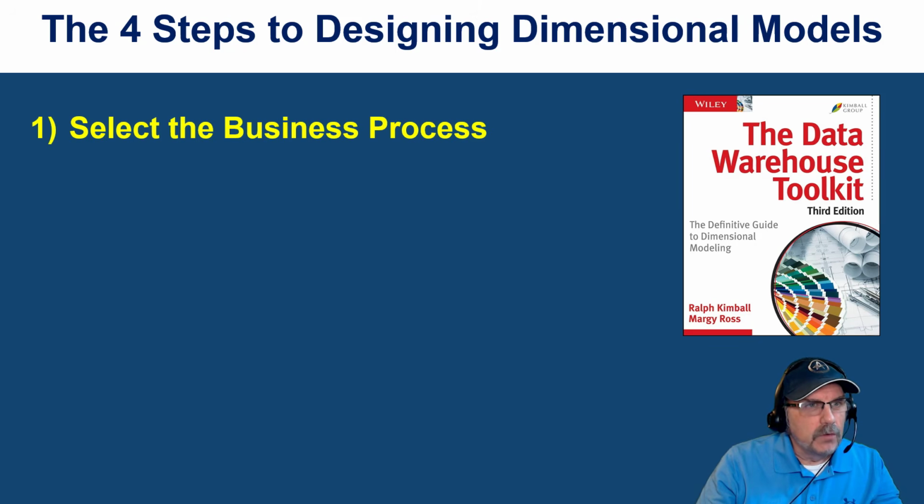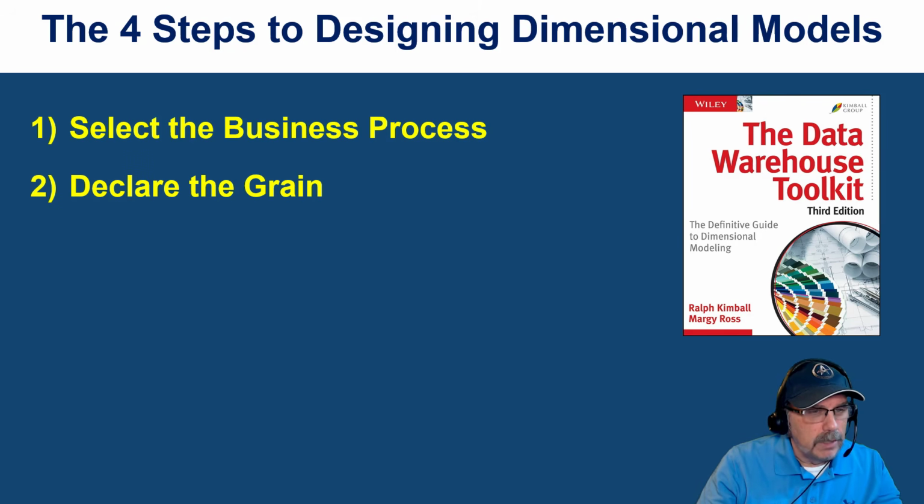And the first step is called selecting the business process. It's like, what are you actually trying to store data about? So it could be sales, it could be issuing policies if you're an insurance company, it could be booking hotel rooms, but it's some sort of business process. And the second thing is declare the grain. The grain is the level of detail you intend to store about the event. And we'll take a closer look at that as we dive in.